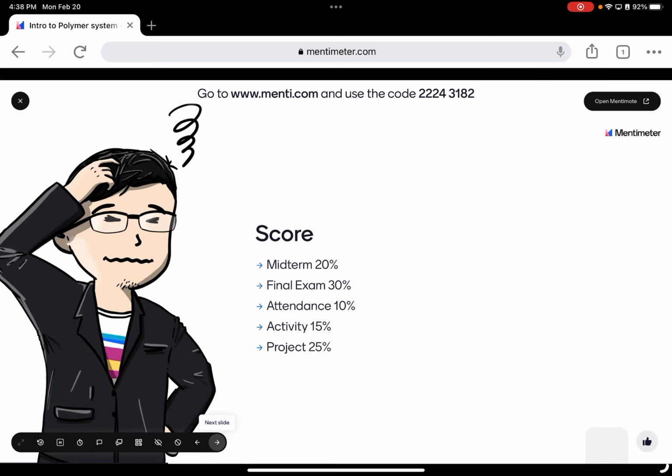And then, okay, this is my score system, okay, my evaluation system. So we will have a midterm, around 20%. We will have a final exam, 30%. So this two is already 50. The other 50 will be on your attendance, activity, and project.